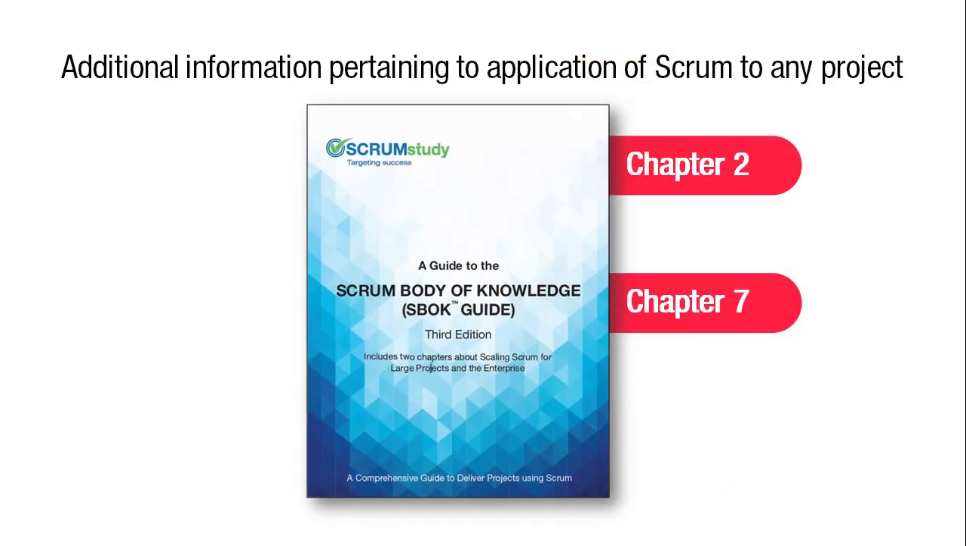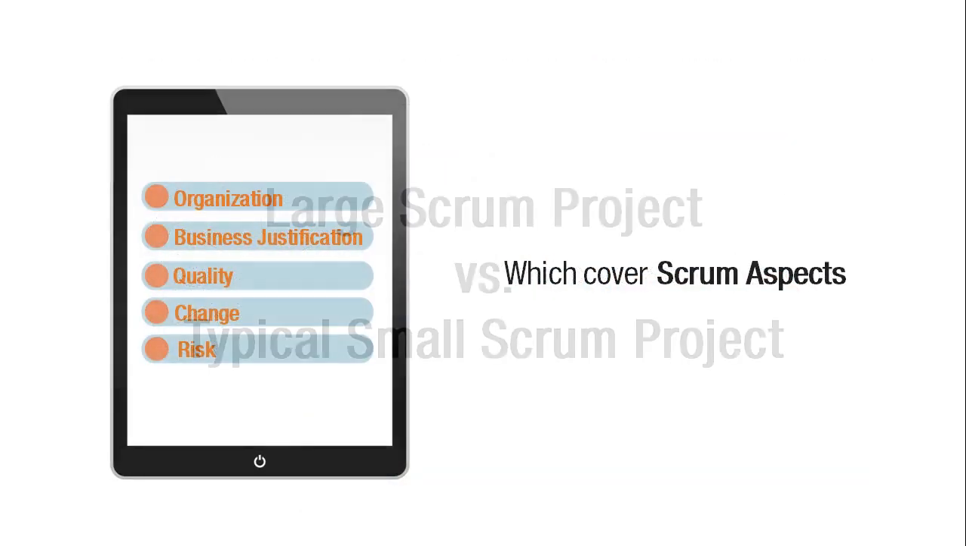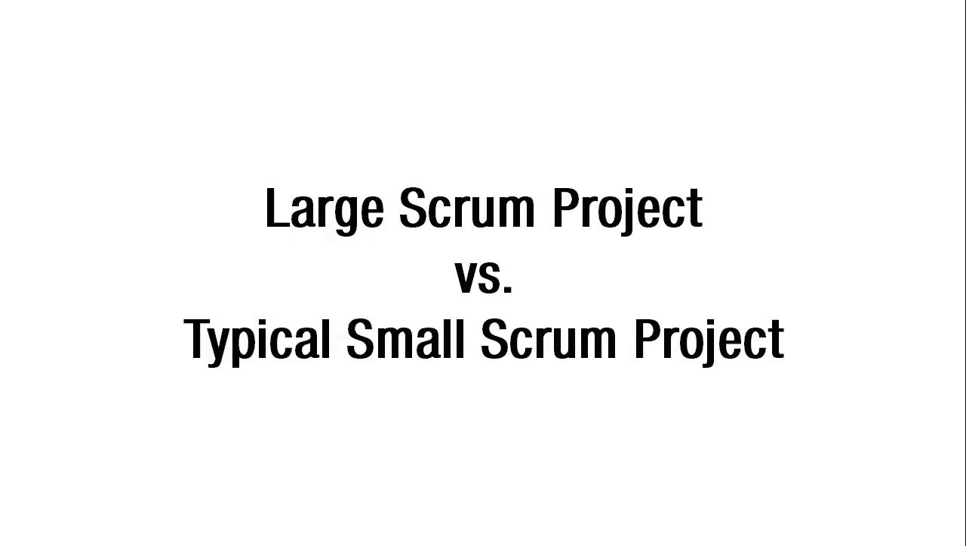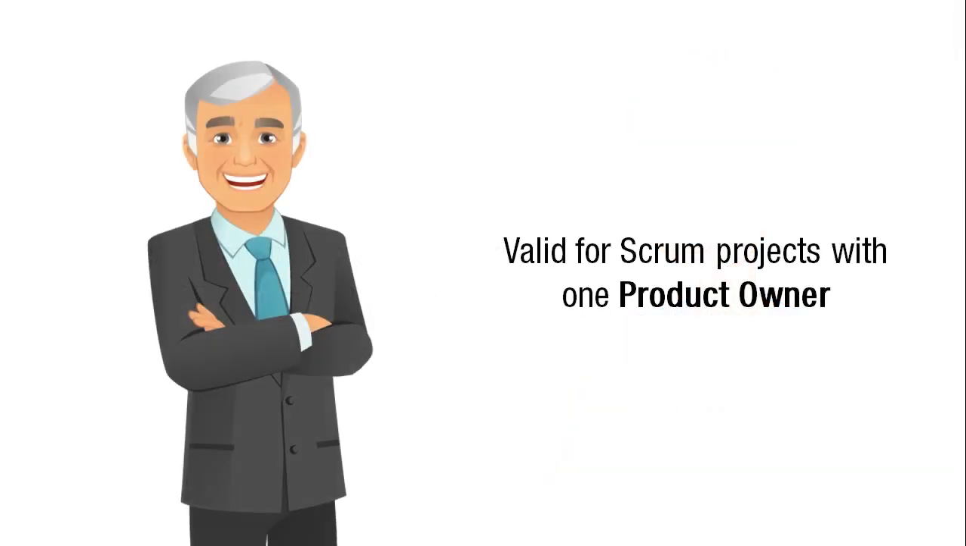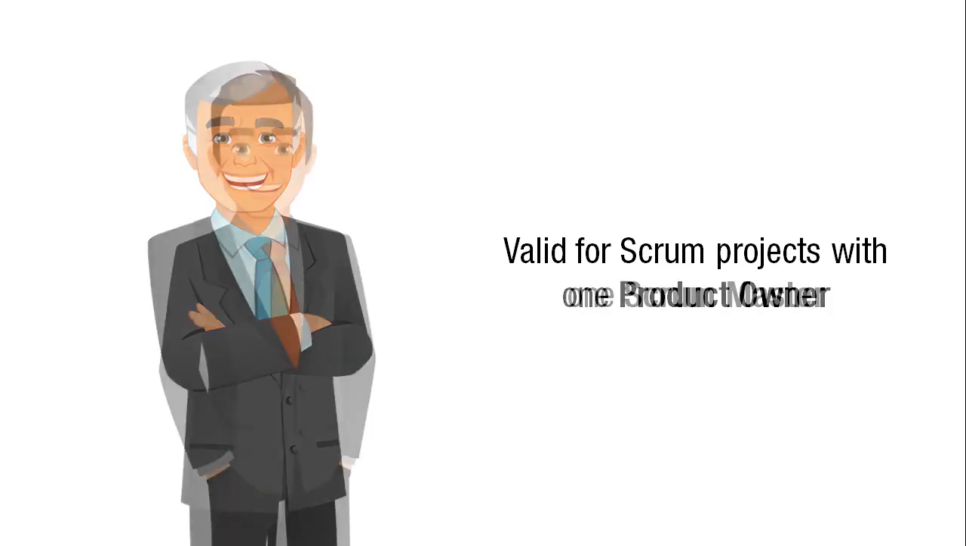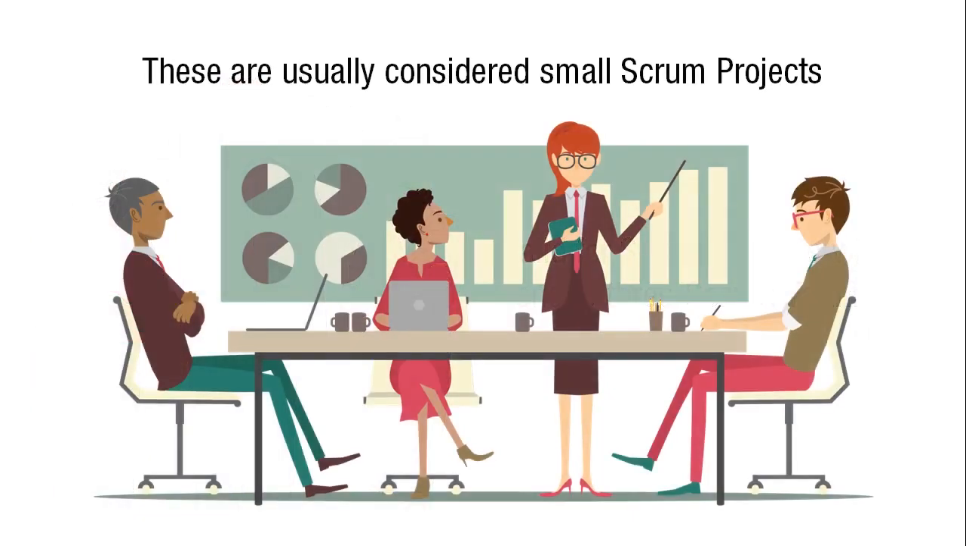Additional information pertaining to the application of Scrum to any project, large or small, can be found under Scrum Principles and Scrum Aspects. The next concept we shall learn is about large Scrum projects versus typical small Scrum projects. The fundamental Scrum processes are valid for Scrum projects with one product owner, one Scrum master, and 1 to 3 Scrum teams. These are usually considered small Scrum projects.